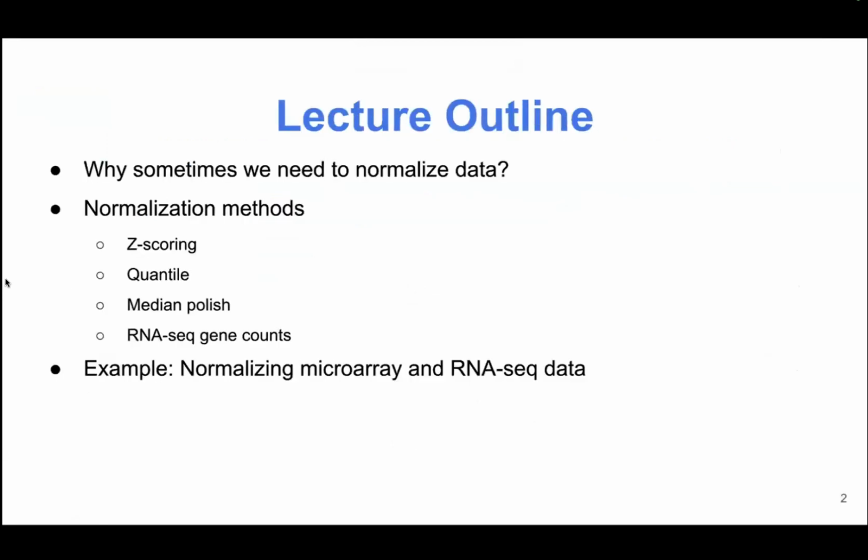Just a quick outline of what we'll talk about. First, we'll go over why we sometimes need to normalize our data, some of the biases and effects in our data that we need to correct for as we do more processing. We'll go through a few different methods of normalization and where they might be useful. And then we'll look at some actual examples using some real microarray and RNA-seq data.